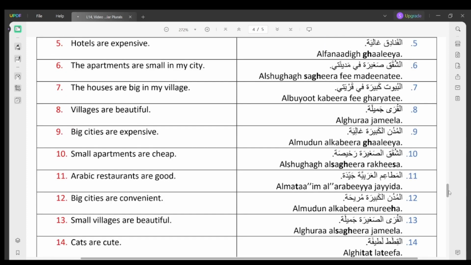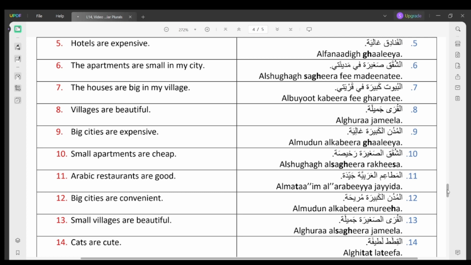Number 5. Hotels are expensive. الفنادق غالية. Number 6. The apartments are small in my city. الشقق صغيرة في مدينتي. Number 7. The houses are big in my village. البيوت كبيرة في قريتي. Number 8. Villages are beautiful. القرى جميلة.